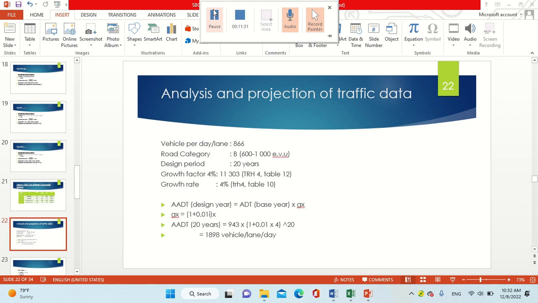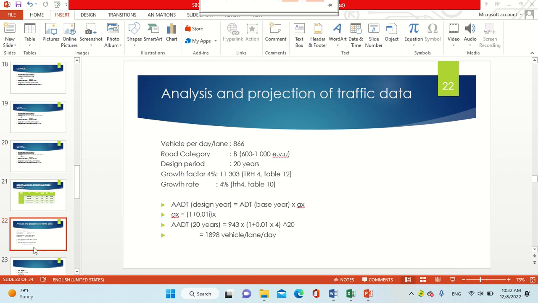11,303 from TRH4 Table 12. The growth rate, which is 4%, is also from TRH4 Table 10. The ADT in the design year was based on the ADT base year, and also the ADT at 20 years, which equated to 1,898 vehicles per lane per day.